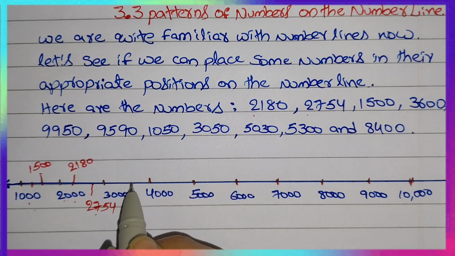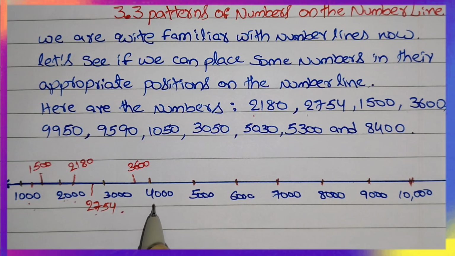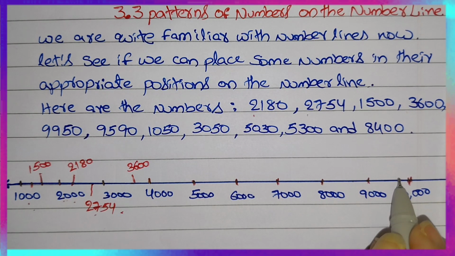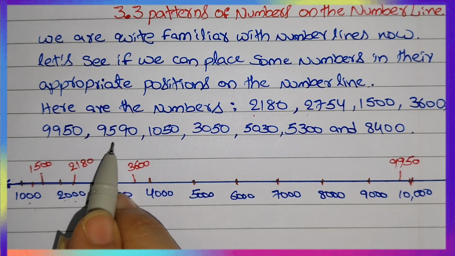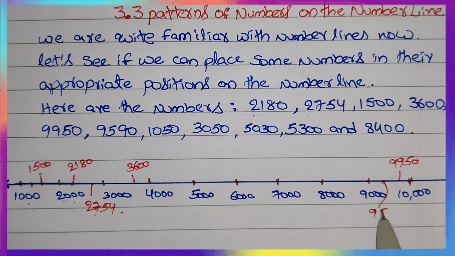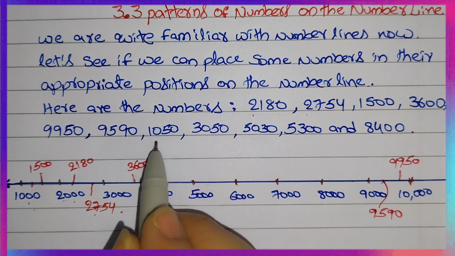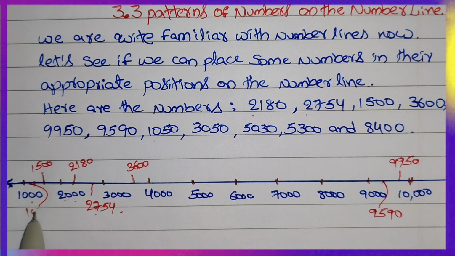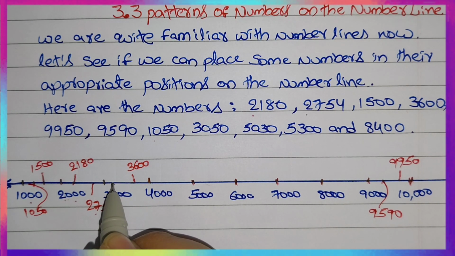Next, 1500 is marked between 1000 and 2000. Next, 3600 is marked near to the 4000. Next, 9950 is near to the 10,000. Next, 9590 is closer to the 9,000. Next, 1050 is marked near to the 1000, and it is very close to the 1000. Next, 3050 is marked close to the 3000.